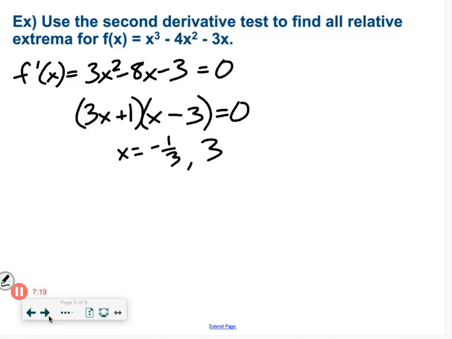All right. So we found our zeros where the first derivative is 0. What do we do with these now? We have to plug them into the second derivative. So everyone find the second derivative. Yes. 3 times 2 is 6.